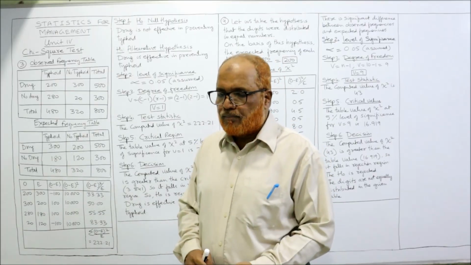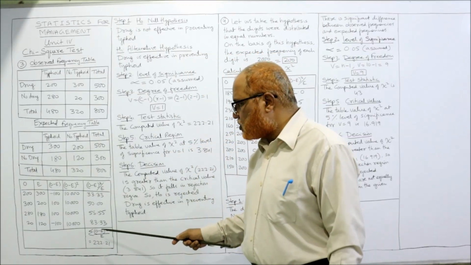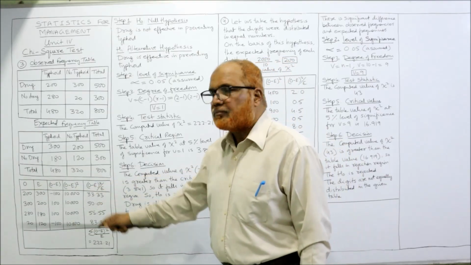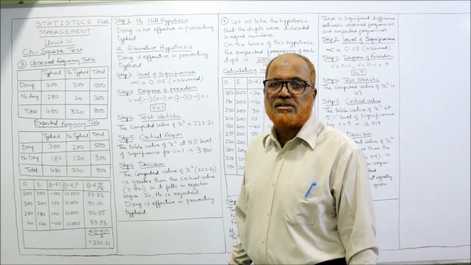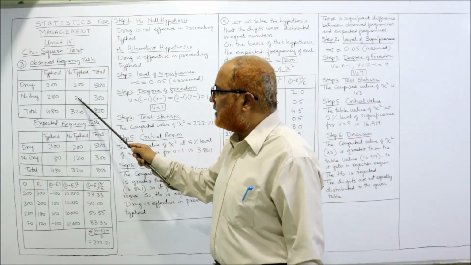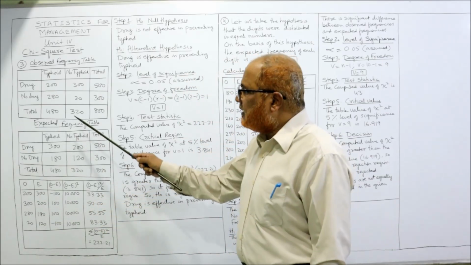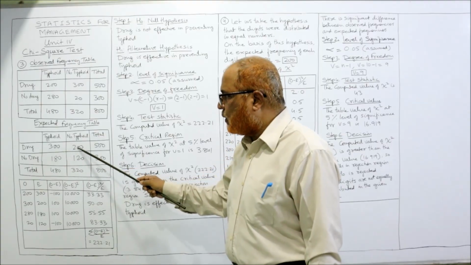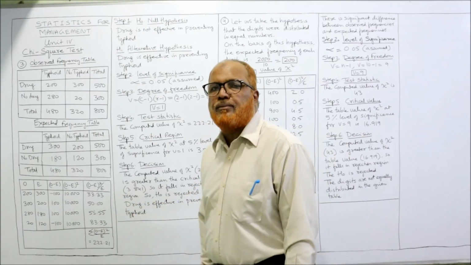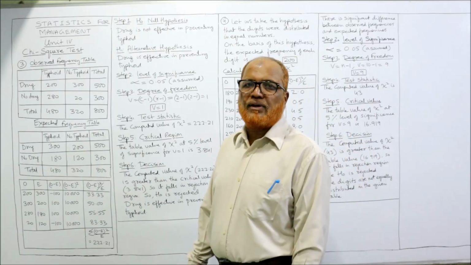Now we compute the value of chi-square. The formula of chi-square is summation O minus E whole square by E. So first of all, O. O stands for observed frequencies. So row wise you take 200, 300, 280, 20. Similarly for expected frequency: 300, 200, 180, 120, 180, 120. So I have copied down the observed frequencies and expected frequency.